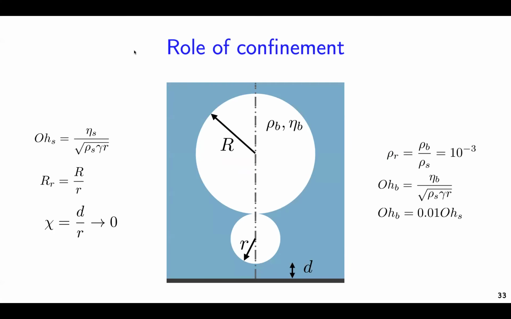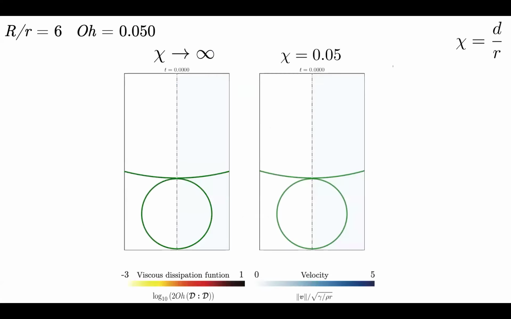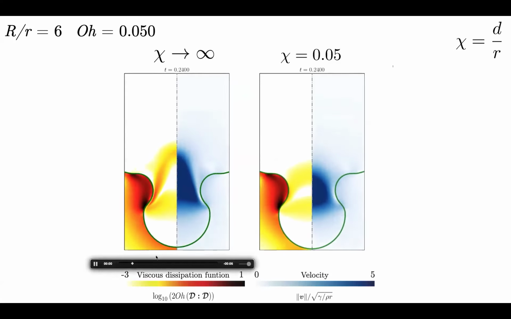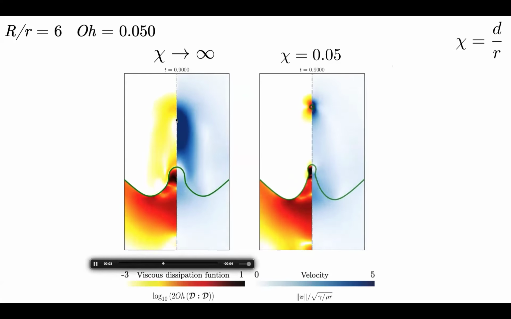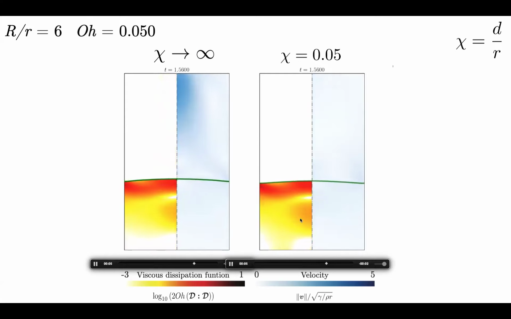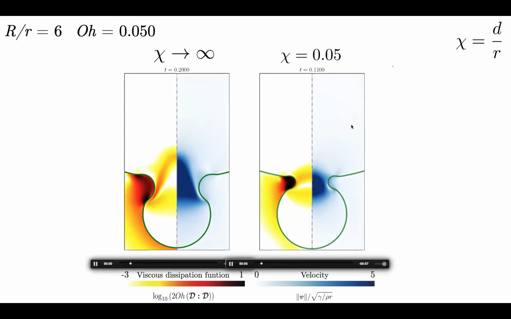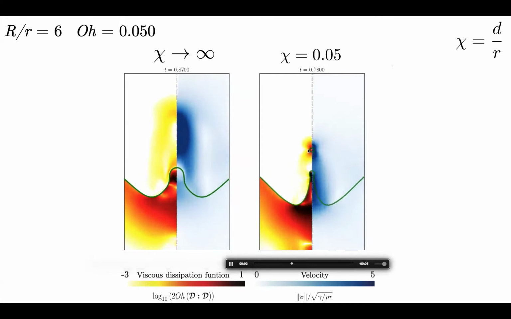And so for that, let's look at the role of confinement. So now, instead of looking at chi, which was infinity, we'll look at chi, which is 0. So basically the small bubble is exactly at the surface over here. And then we have two cases. So now this is the radius ratio of 6, and the Ohnesorge number of 0.005. And then in the case of infinitely far away, there is no droplet, whereas in the case where the bubble is at the surface, there is indeed a droplet, as you can see over here.